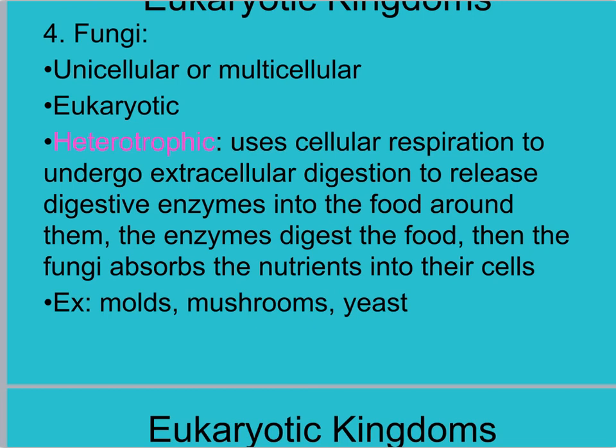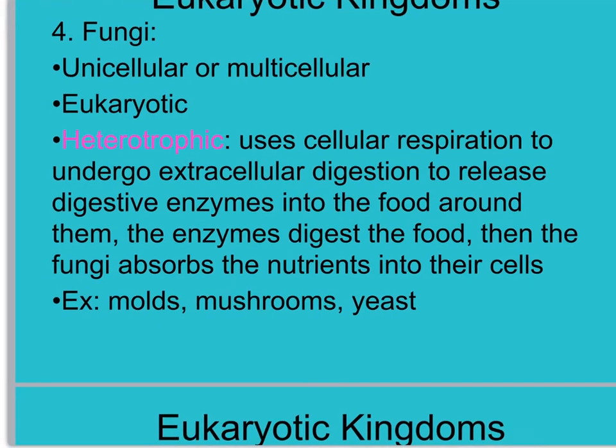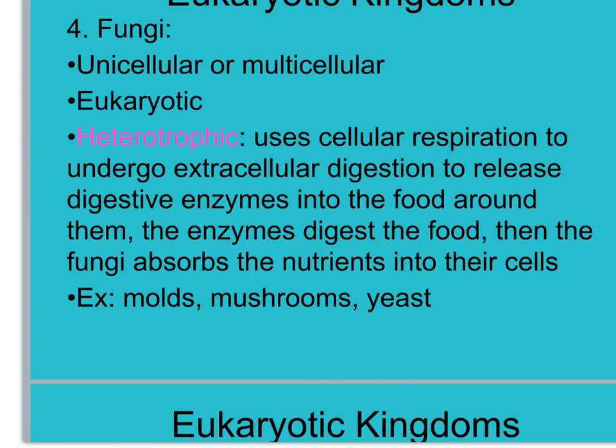So they have a nucleus and they have all those organelles. But fungi are heterotrophs. They do not make their own food. So they are going to go through cellular respiration just like a human would, but they eat differently. They use what's called extracellular digestion. So basically what happens is they digest the food first, then take it into their cells.